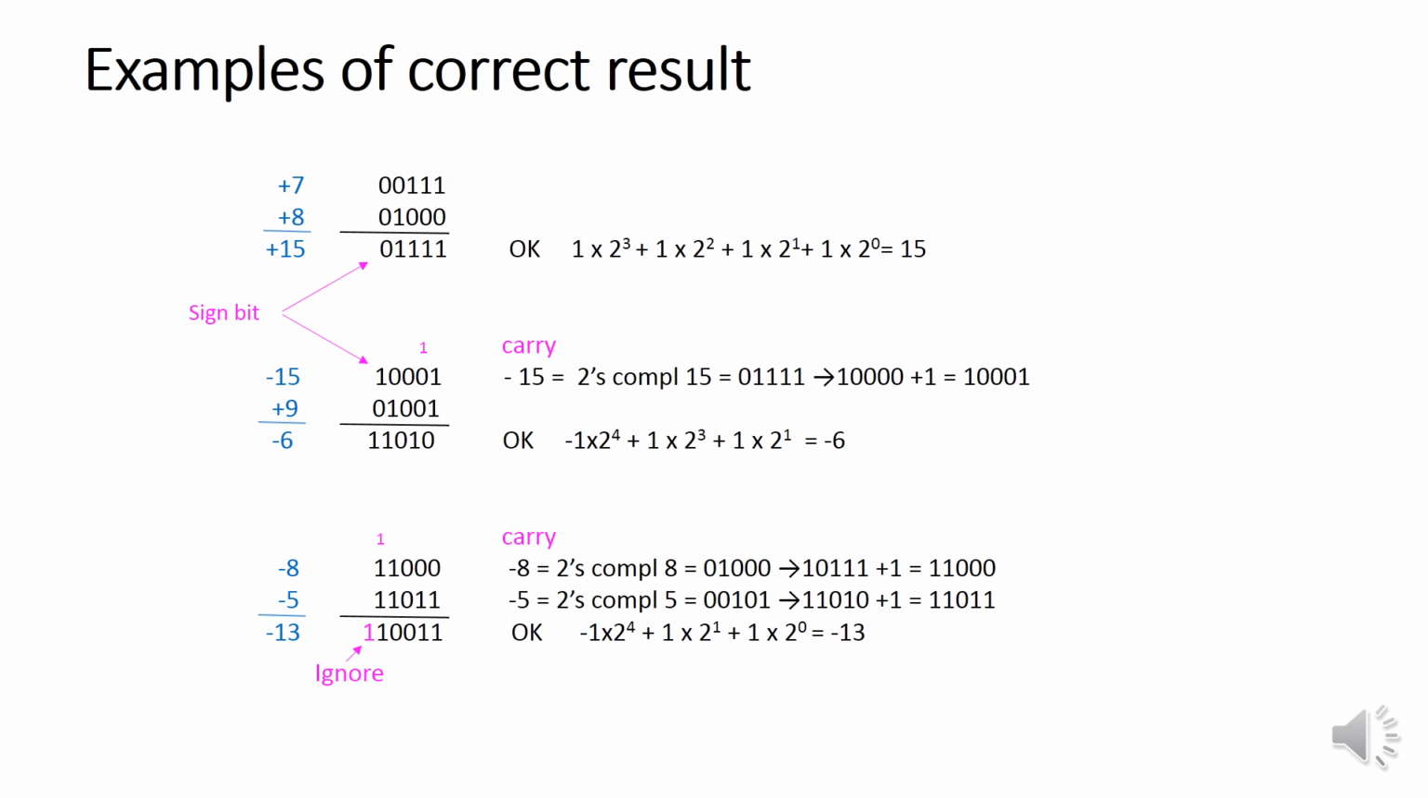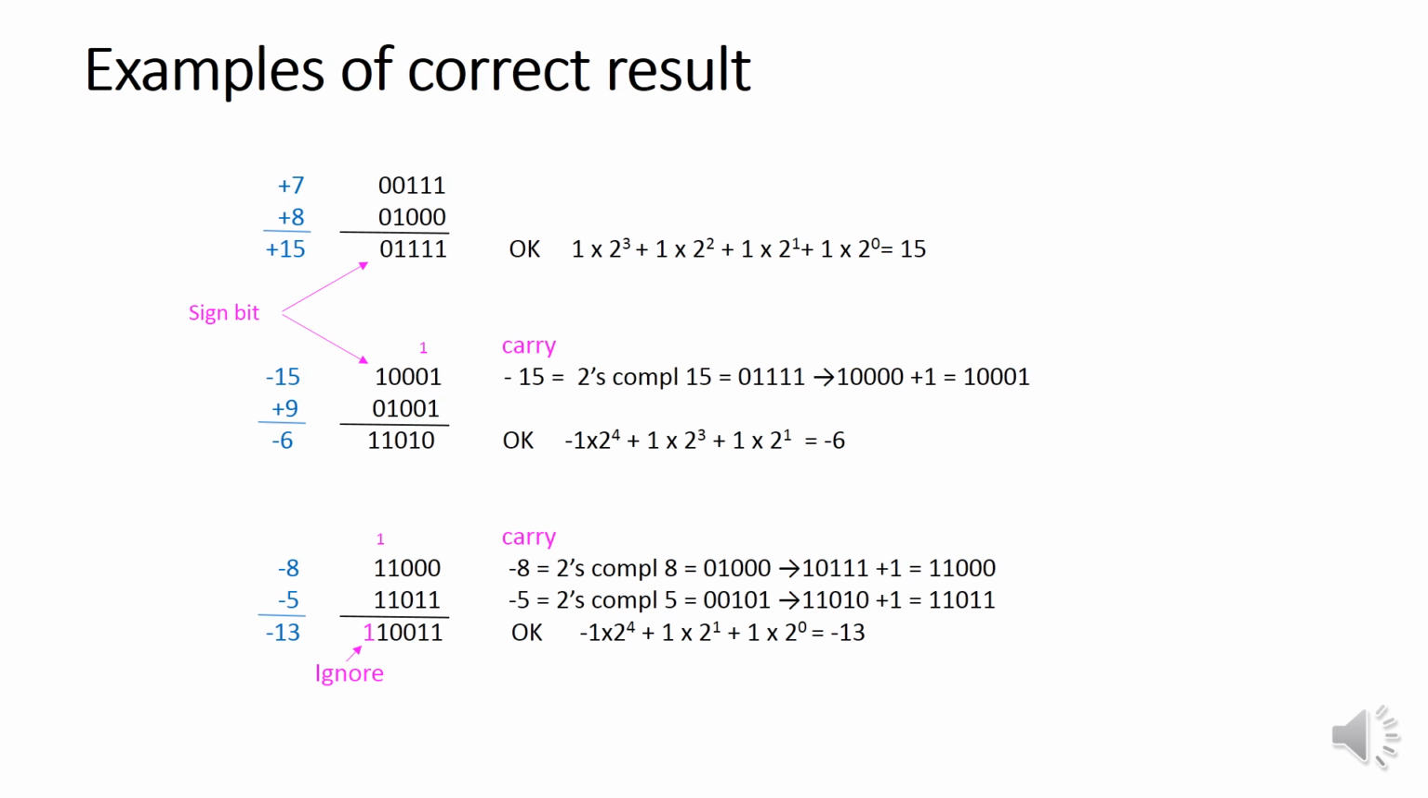The first is the addition of two positive numbers that, converted into decimal, correspond to the addition of +7 plus +8 equal +15. As you see, the most significant bit of each binary number is 0, which means that they are positive. The result of the addition is correct, and it is verified by the calculation conversion.